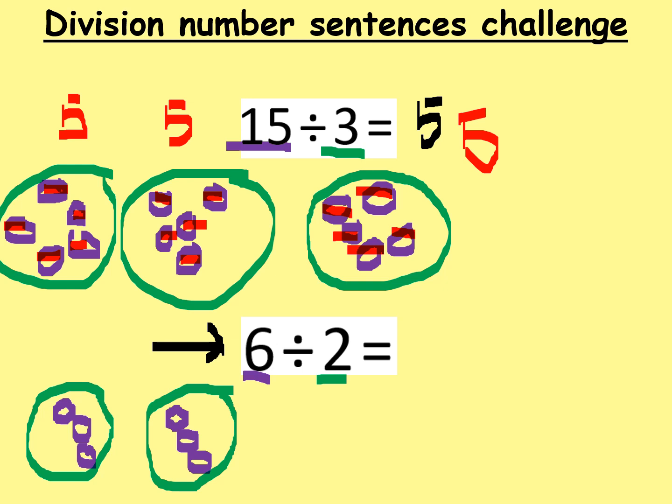Let's check that the groups are equal. They have the same amount. This group has 1, 2, 3. This group has 1, 2, 3. Yes. Fantastic. So if we share out 6 objects between two groups, they get 3 each. 6 divided by 2 is 3. 6 shared between 2 is 3.